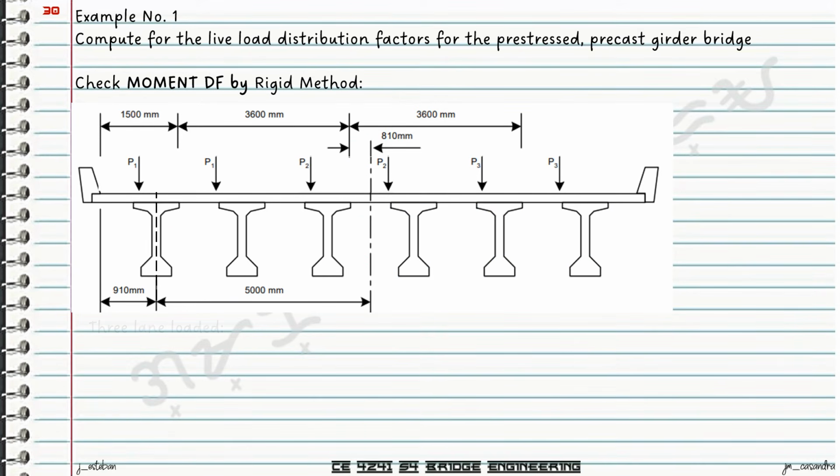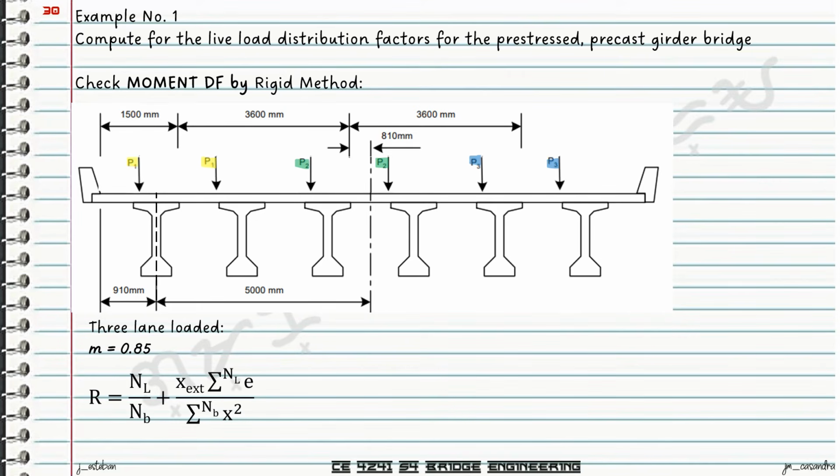So we have next is three lane loaded. So therefore, the multiple presence factor now will be 0.85. We are going to consider three vehicles present on our bridge. So we have vehicle 1, vehicle 2, and we have vehicle 3.